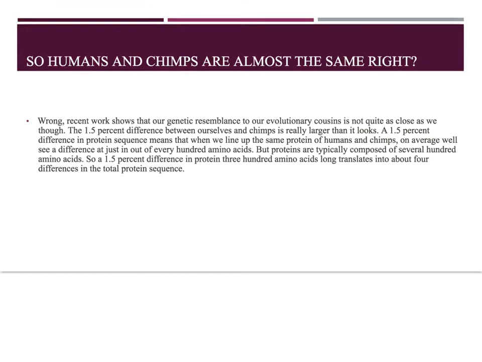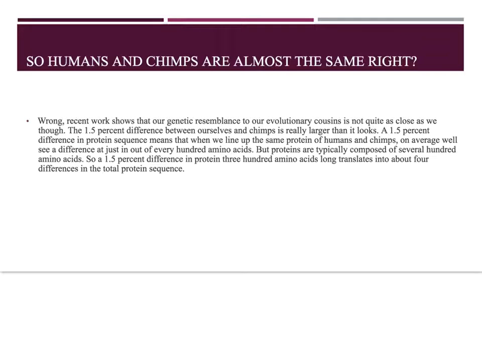So, humans and chimps are almost the same, right? Wrong. Recent work shows that our genetic resemblance to our evolutionary cousins is not quite as close as we thought. The 1.5% difference between ourselves and chimps is really larger than it looks.